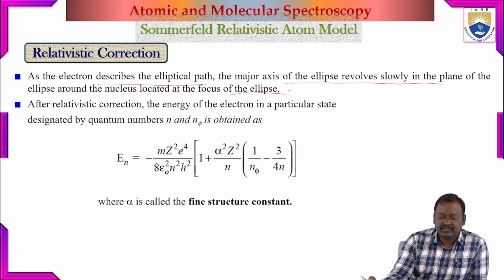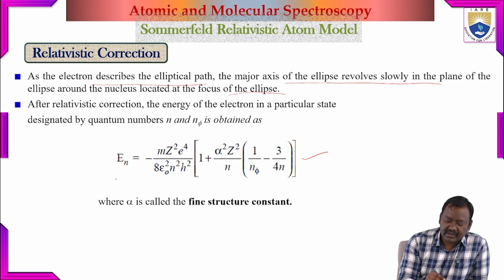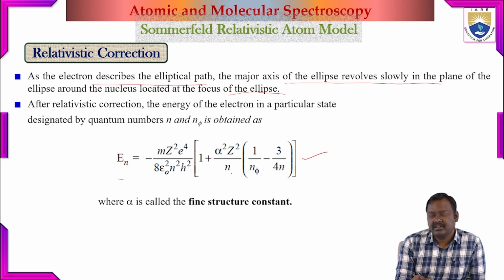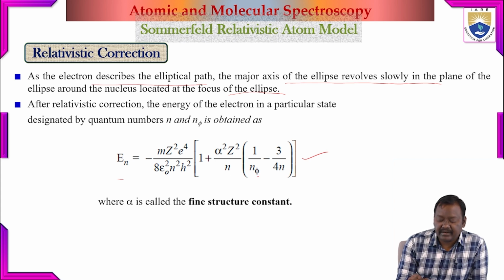After relativistic correction, the energy of the electron revolving around the elliptical orbit can be calculated to be E_n equal to minus m Z square e power 4 by 8 n square h square epsilon naught square into 1 plus alpha square Z square by n into 1 by n_phi minus 3 by 4n. So these are the energy values of the electrons when they are revolving around the elliptical orbits.